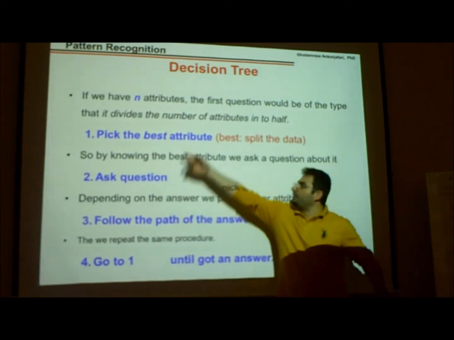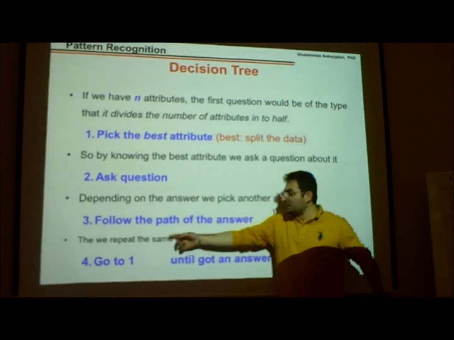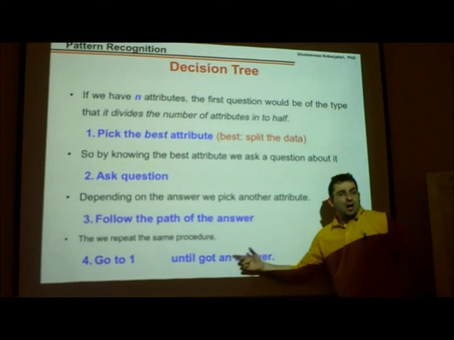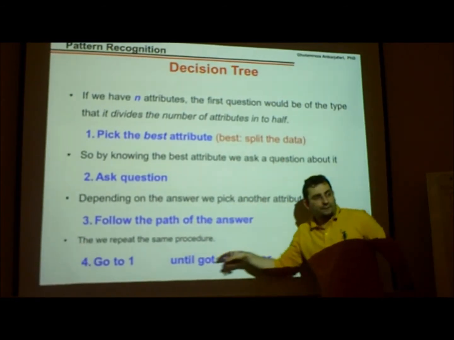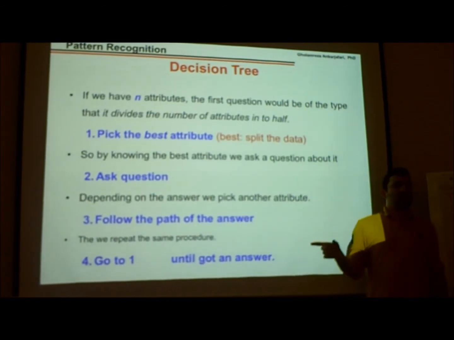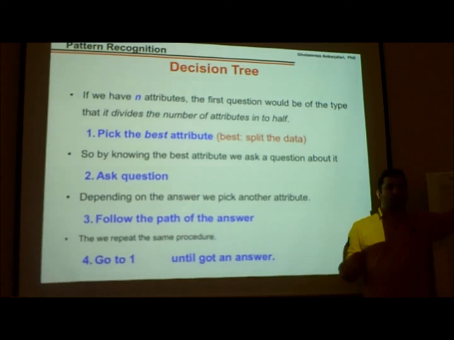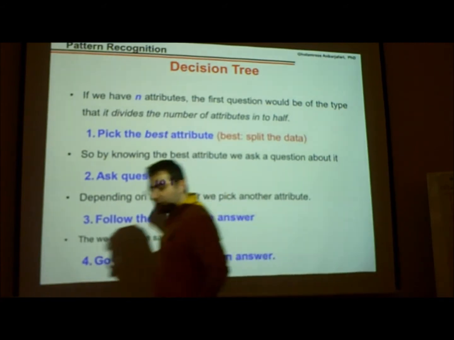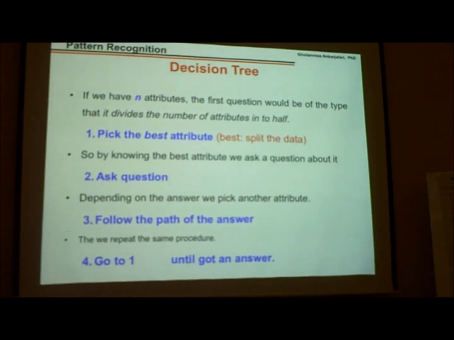Then, based on this answer, we will pick the next attribute. So I follow this loop until I get my final answer. Is it Steve Jobs? And the answer is yes. Or you are finished because the number of iterations is finished and you didn't get the result. So this is the general strategy that we follow.